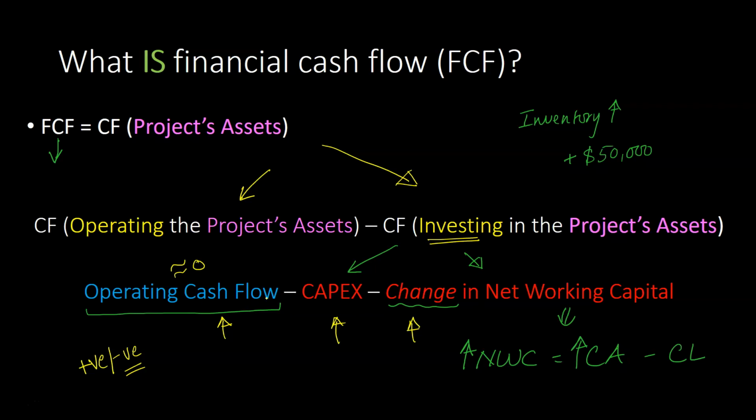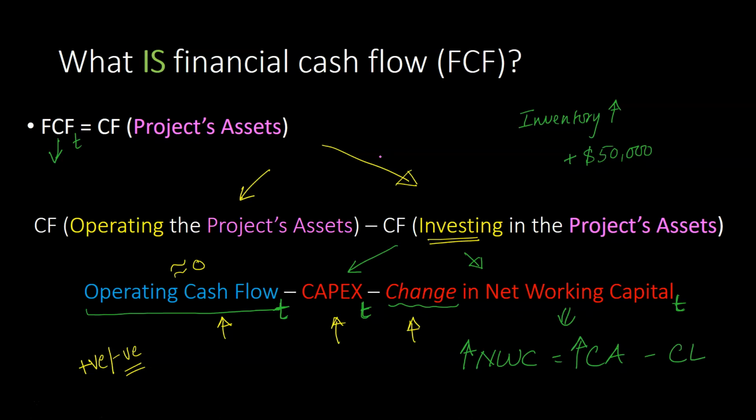Financial cash flow at any point in time, maybe it will be better if I write this. Operating financial cash flow at any time period T is measured as operating cash flow at time period T minus the capital expenditure at that time period T minus any changes in net working capital at that time. And it all really depends on the magnitude of these three numbers at that particular point in time.